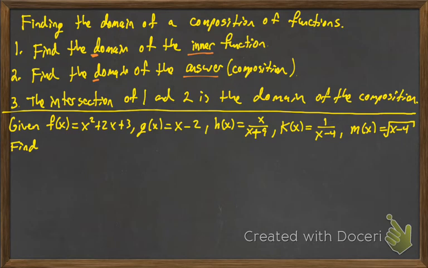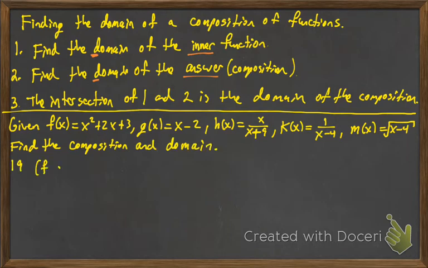They're both polynomials. h of x is x over x plus 9. k of x is 1 over x minus 4. So if I'm involving h or k, I do have a denominator, so I've got to worry about dividing by 0. So that'll have some sort of restriction. And then m of x, which is the square root of x minus 4, will also have some sort of restriction because of the square root there. Okay, so we're going to go ahead and find the composition and the domain.